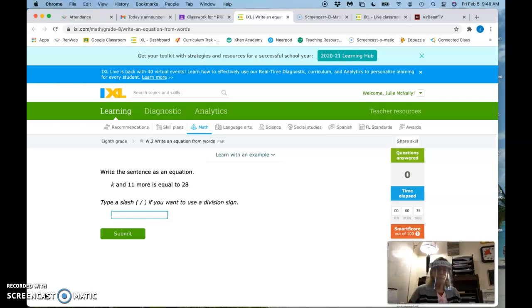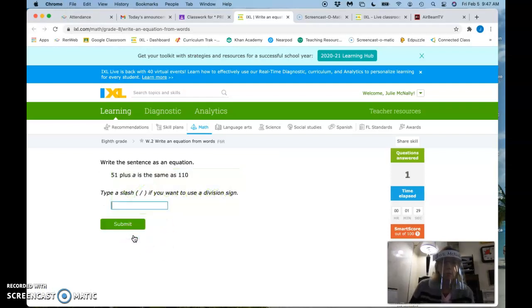Does it add multiplication? So it's going to be plus 11. So k plus 11 equals 28. Yes. What about 51 plus a is the same as 110? 51 plus a equals 110.